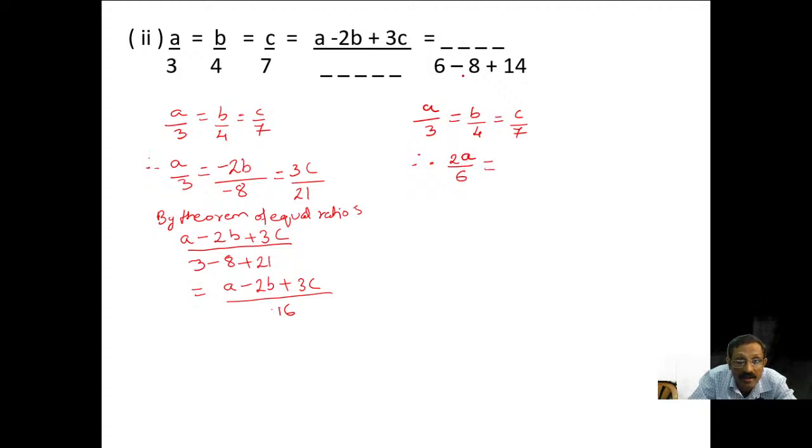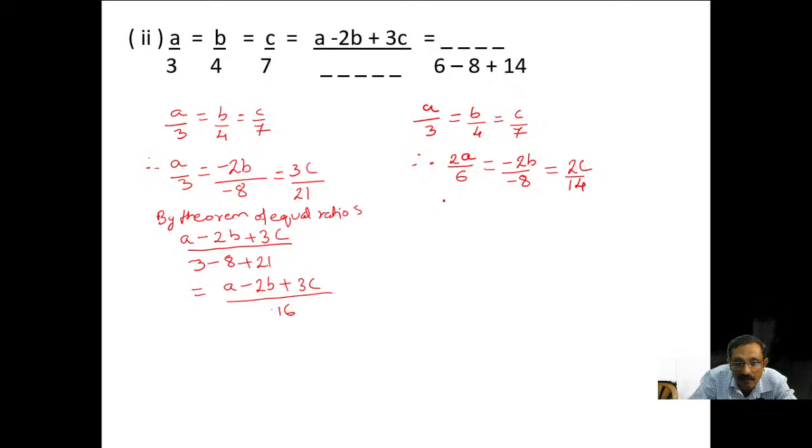What you require here, minus 8. So we multiply it by minus 2. What we get is minus 8. And similarly here, we get minus 2b, which is equal to, we require here 14. So we have to multiply this by 2 to get the 14. And whatever we are doing here, same we have to do here.